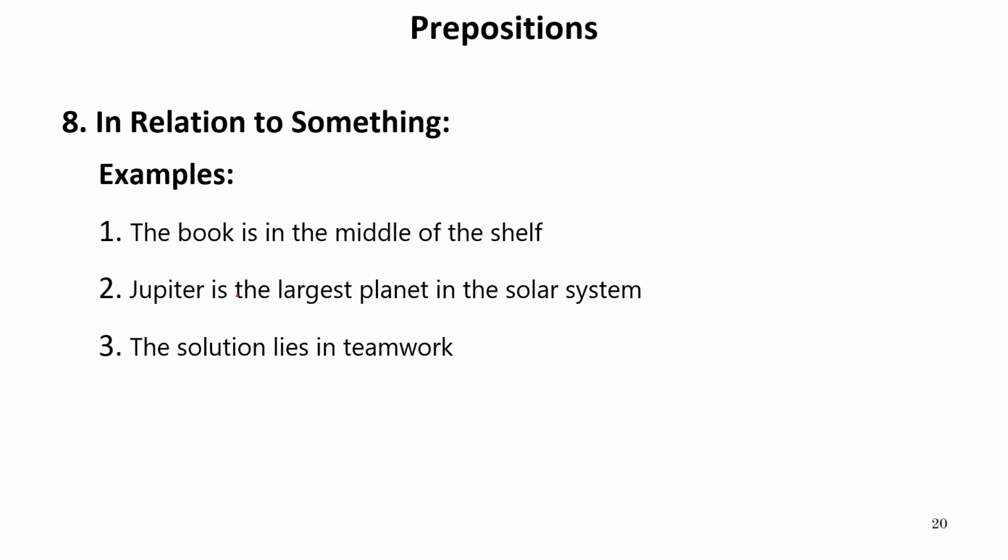We can also use preposition in to show relation to something. For example, this book is in the middle of the shelf. So is in the middle, we are showing the relation. That is, it is located in the middle of the shelf. So it is written in over here. Jupiter is the largest planet in the solar system. So we are talking about Jupiter, that it is the largest planet where, in the solar system. The solution lies in teamwork. So obviously the solution will be got only when the teamwork is there. So here also we can use in preposition.